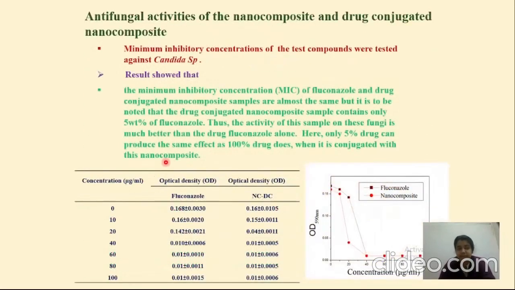It is again confirmed by the minimum inhibitory concentration study as I have discussed already, and here again we have confirmed that the 5 weight percent drug can produce the same effect as the 100% drug does when it is conjugated with the nanocomposite. That means the drug conjugated nanocomposite can be used as a very good antifungal agent, and in this way the dose of the drug can be minimized, and also the side effects and the cost of the drug can be minimized when it is conjugated by a very cost effective method with some non-toxic nanocomposite, right?